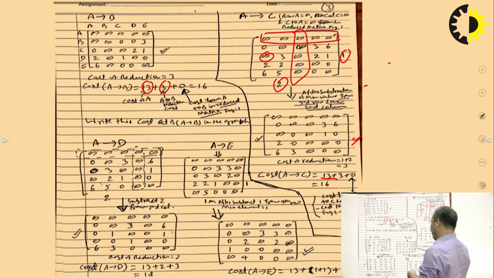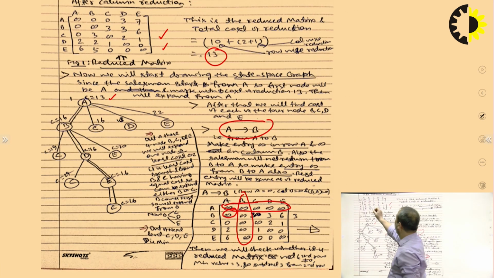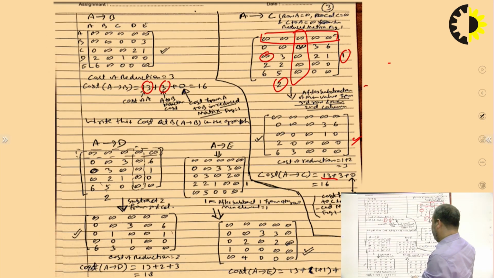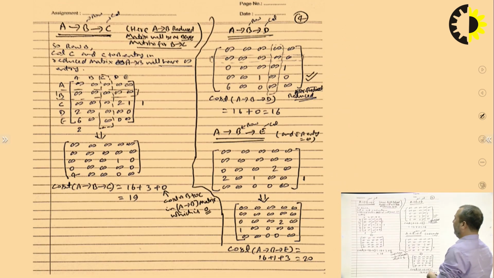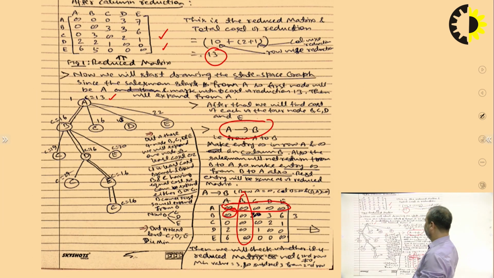So from A to D, the cost will be 13 at A and 2 plus 3. What is 3? 3 is A to D. We will check the cost from A to D in the reduced matrix. A to D is 3. So this will be the cost 18. Similarly, the cost from A to E you can calculate, 13 plus 1 plus 1. So we will get the costs 16, 16, 18 and like this.